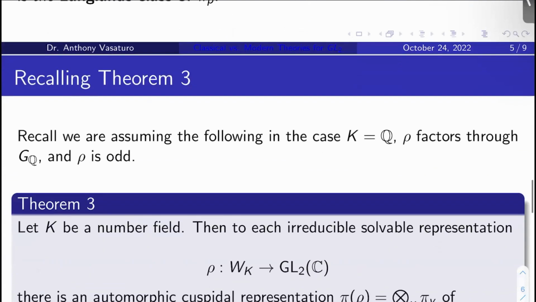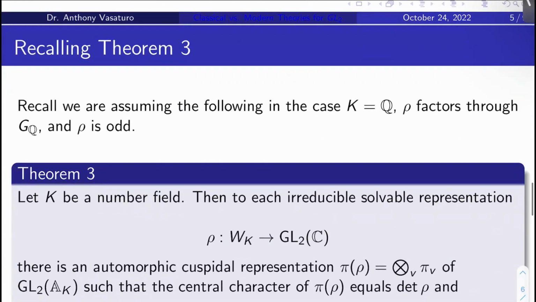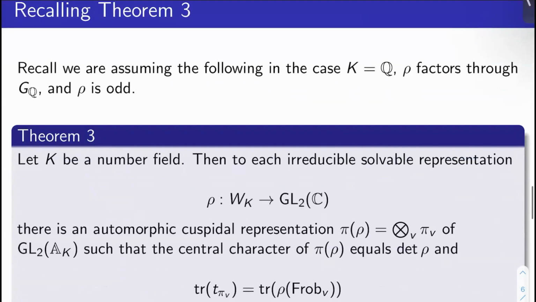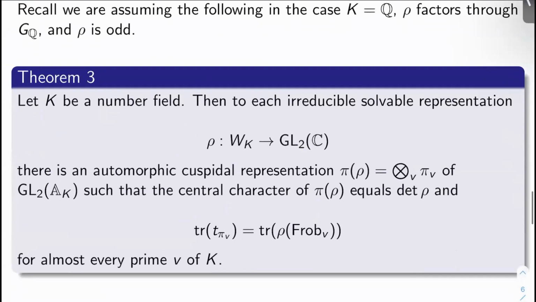Okay, before going on, we should recall Theorem 3 because it's been several videos and I'm a nice guy. Recall that this entire time we've been assuming the following: in the case K equals Q, in the case ρ factors through G_Q, and in the case ρ is odd. So ρ of complex conjugation is -1.